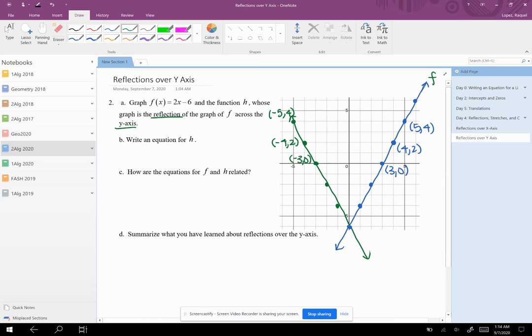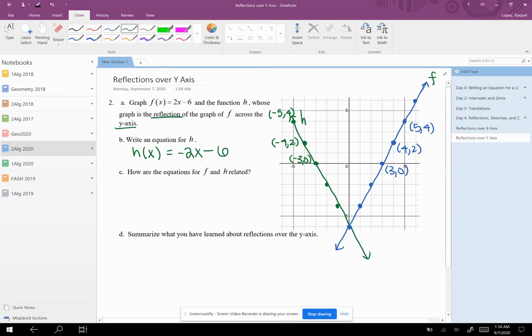Okay, so now they want us to write an equation for h. So I'm going to start off by writing h of x, and let's just go ahead and label that line h. So h of x equals, now if I'm trying to get from one point to the next, I'm going down 2 over 1, down 2 over 1, down 2 over 1. And so that means I've got a slope of -2. So our equation so far is h of x equals -2x, and then I'm looking for my y-intercept, which is actually the same as our f line. So y-intercept is at -6. So there's our equation for h.